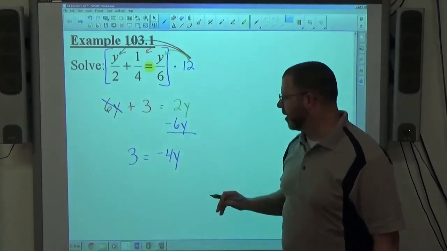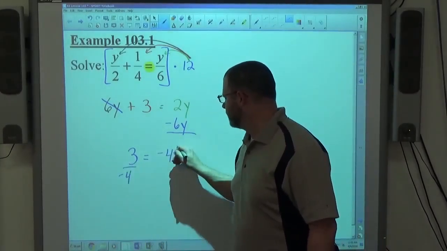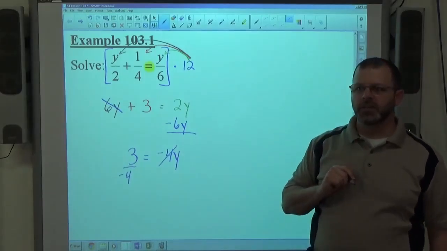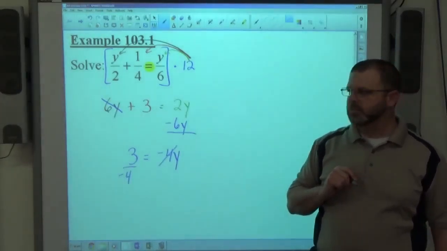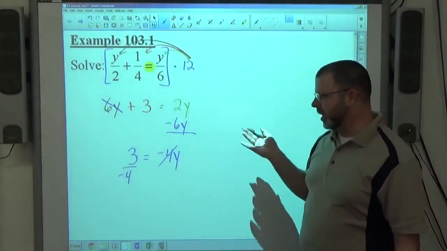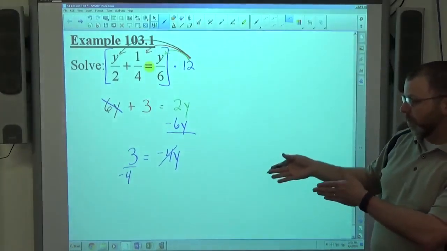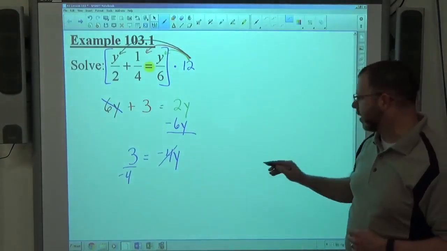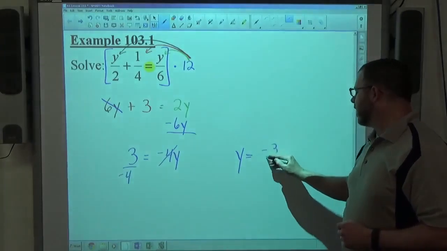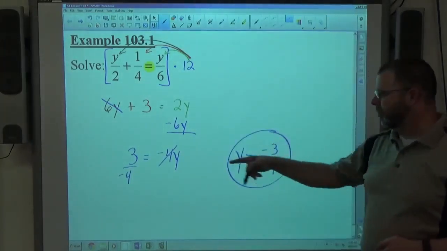We divide both sides by negative 4. Always divide by the number in front of the letter, even if it doesn't make a pretty answer. In this case, negative 3/4, negative 3 over negative 4, however you want to write it, that's the right answer. I prefer negative numbers to have the minus sign on the top, but both answers are correct.